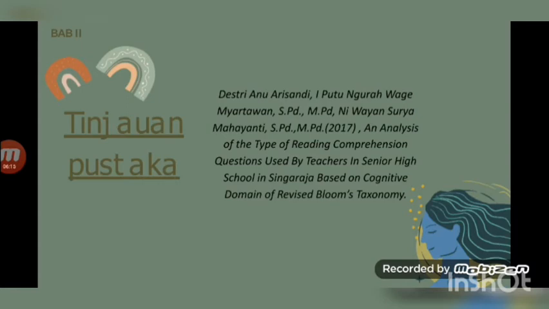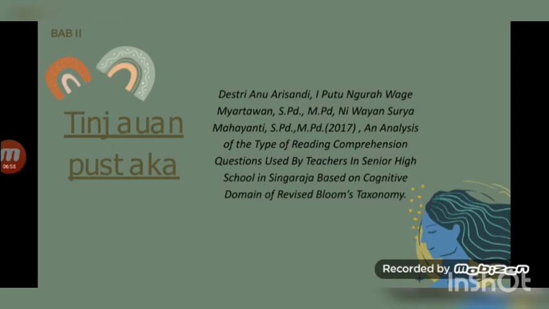This study was aimed at analyzing the types of reading comprehension questions used by English teachers in senior high school in Singaraja. The analysis was based on the cognitive domains of Revised Bloom's taxonomy. The design used in the study was qualitative research design. The sources of data were the students' textbook, students' worksheet, and the questions that were asked by the teachers orally in the class during 4 meetings.